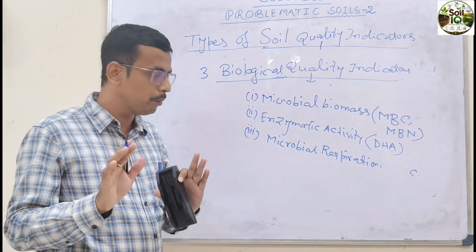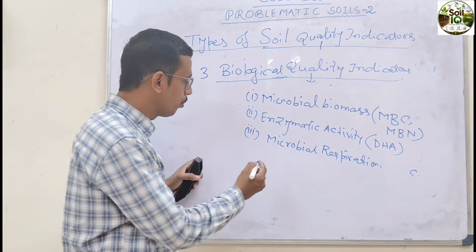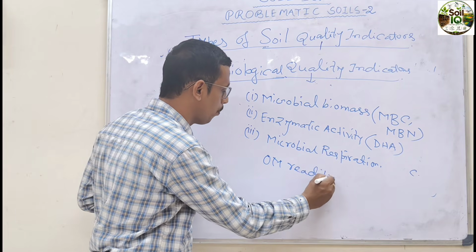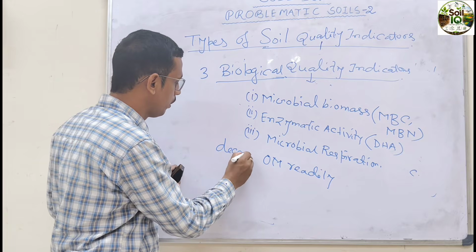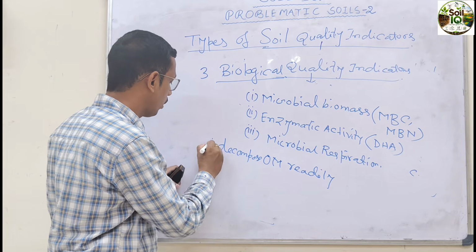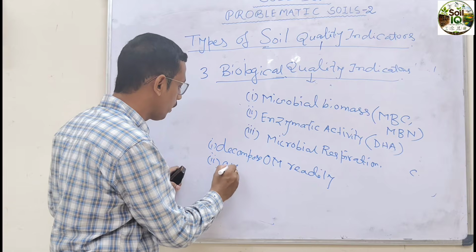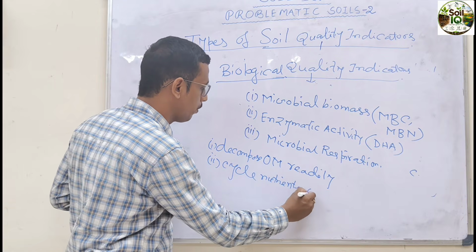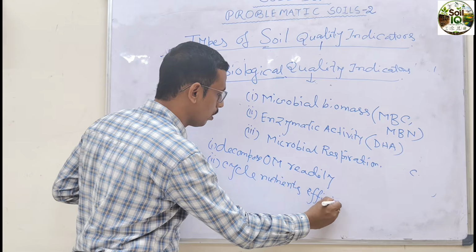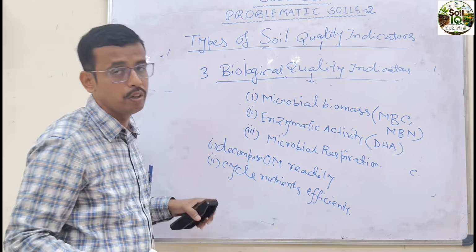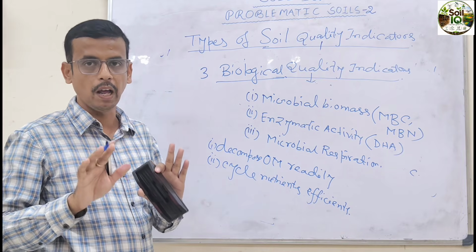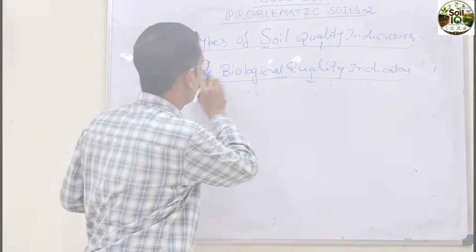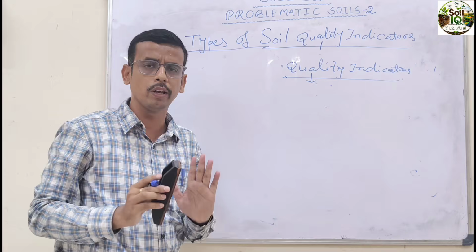A biologically active soil means it will decompose organic matter readily. Then you can say they cycle nutrients efficiently, and support both plant and animal health. Okay, so this is biologically active soil. We have discussed almost all major types of soil quality indicator.